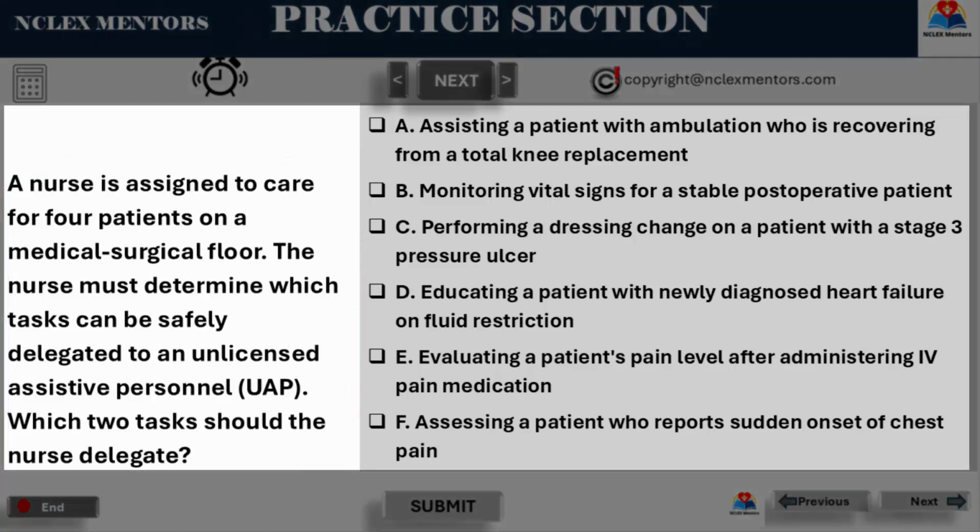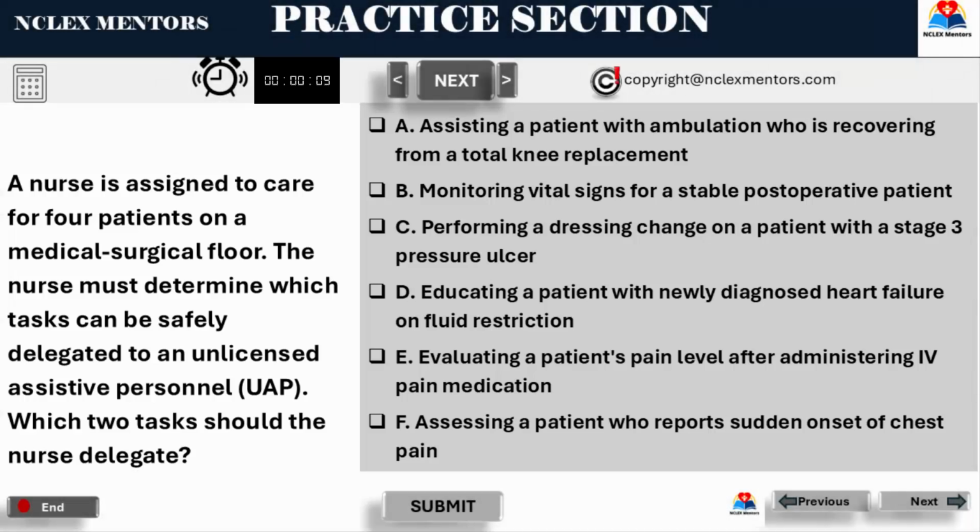Here are your options. A. Assisting a patient with ambulation who is recovering from a total knee replacement. B. Monitoring vital signs for a stable postoperative patient. C. Performing a dressing change on a patient with a stage 3 pressure ulcer. D. Educating a patient with newly diagnosed heart failure on fluid restriction. E. Evaluating a patient's pain level after administering IV pain medication. F. Assessing a patient who reports sudden onset of chest pain. Take your time to think about these options. It's important to reflect on each one.